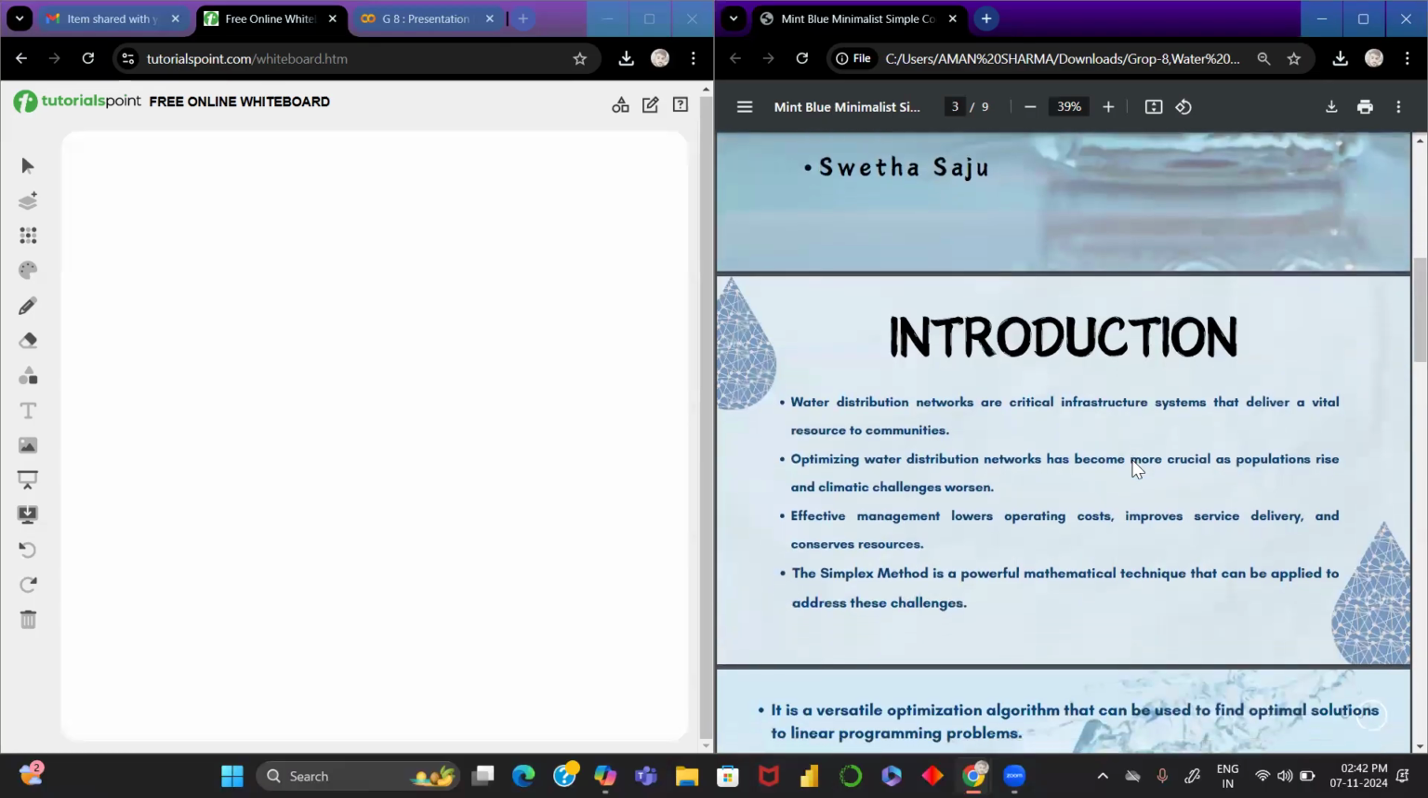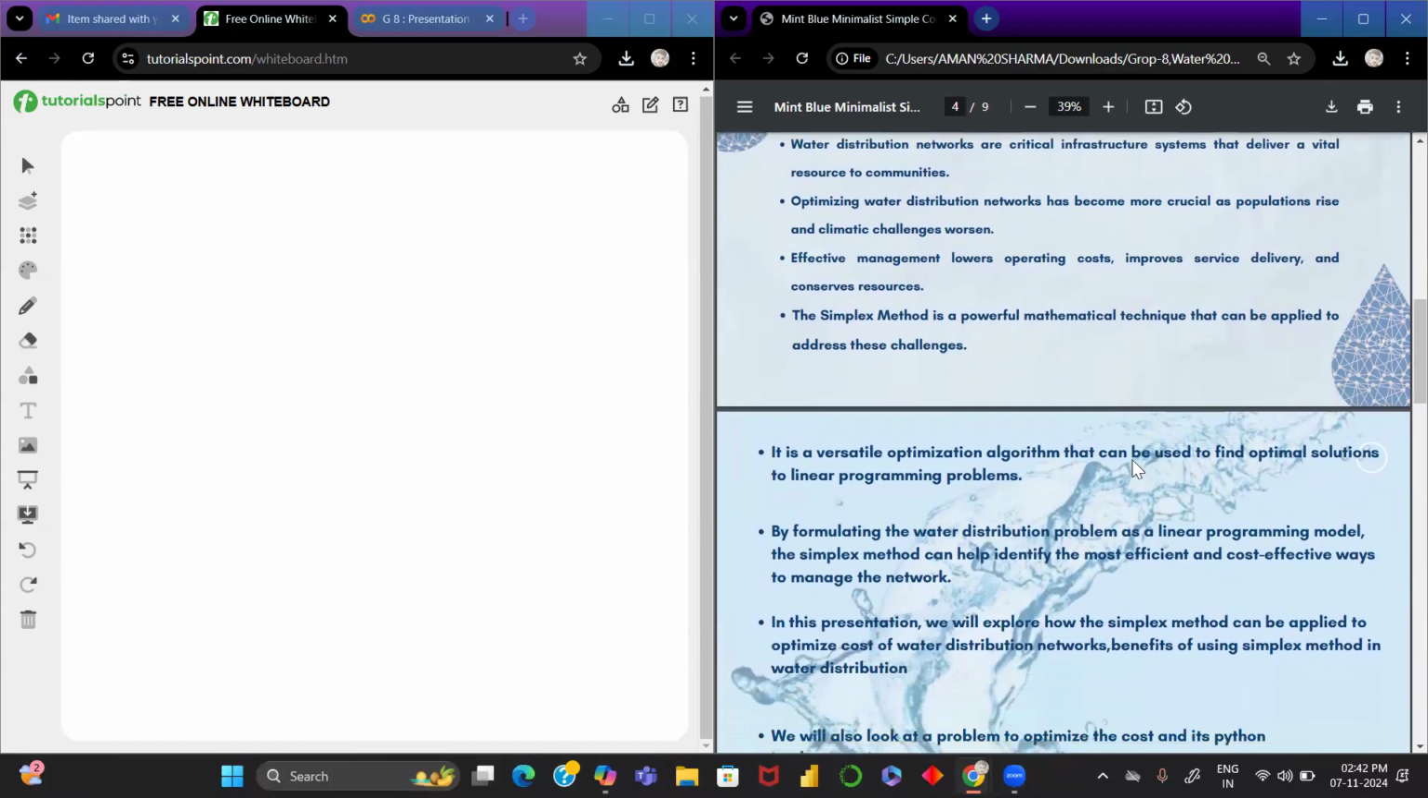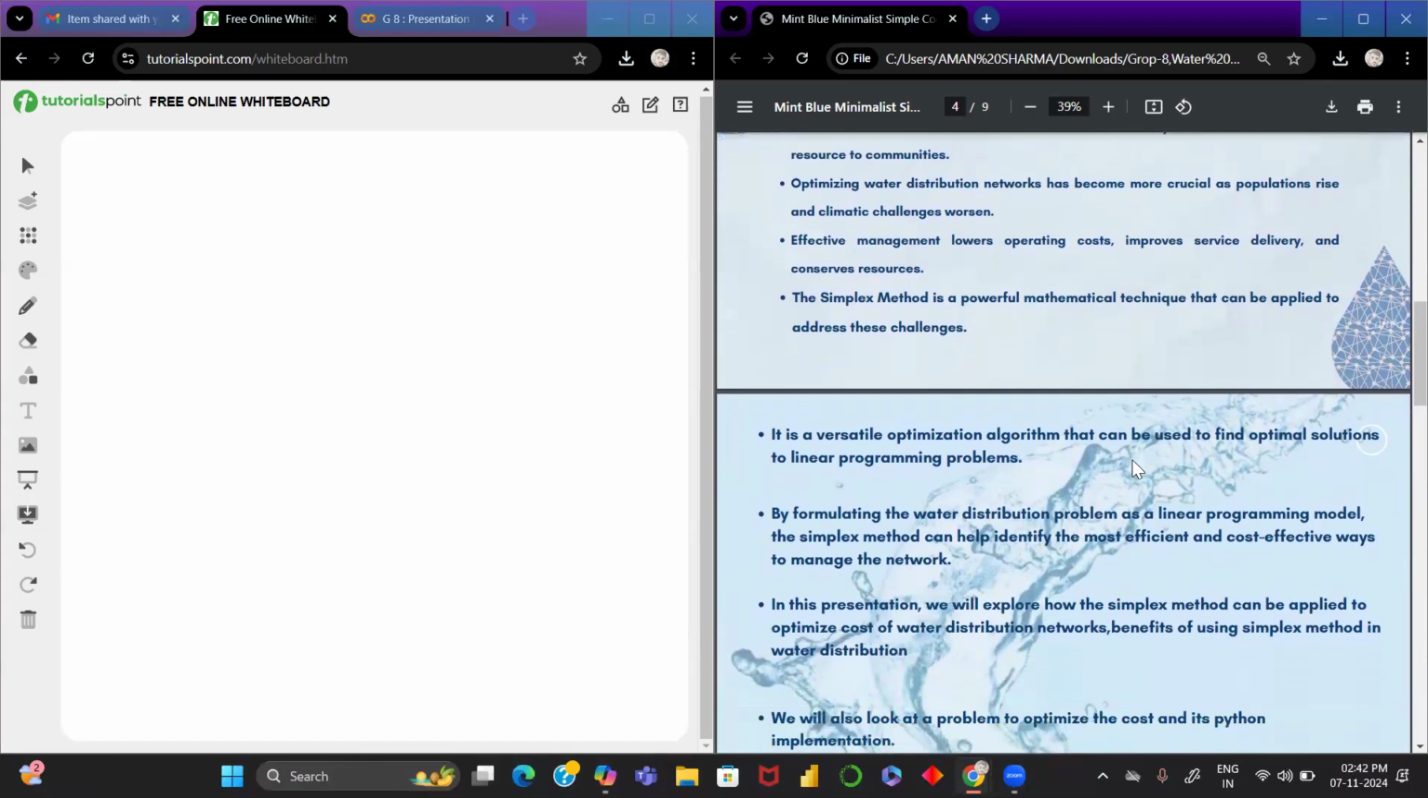So first we will begin with the introduction. Water distribution is a very critical component of urban infrastructure, which ensures that communities have reliable access to clean water. At the same time, the water distribution system is facing a vast number of challenges like efficient resource management, cost minimization, etc. And here comes the role of the Simplex method. The Simplex method is a very powerful mathematical optimization technique. It is often used to address these challenges faced by the optimization of the water distribution network.